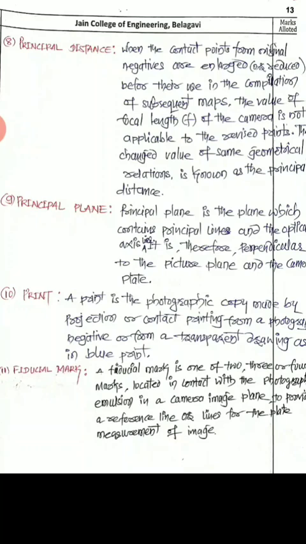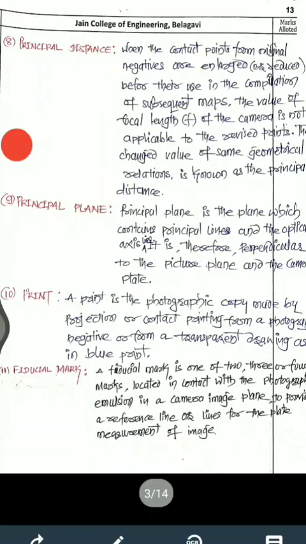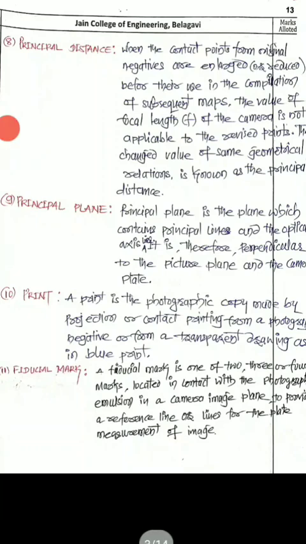Then the 10th definition is about print. A print is the photographic copy made by projection or contact printing from a photographic negative or from a transparent drawing, such as a blueprint, that we call as what?